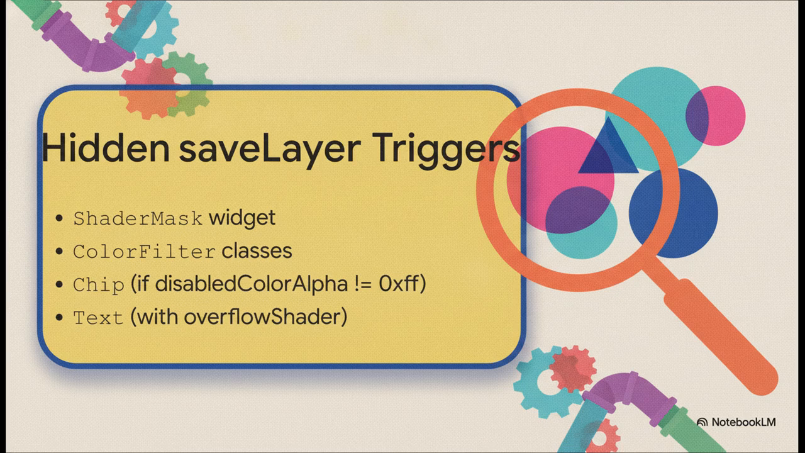But here's the tricky part. You might actually be calling saveLayer without even typing it. Certain Flutter widgets trigger it silently right behind the scenes. Using a shader mask or a color filter are the usual suspects here. But watch out, because even a simple chip widget can trigger it if its background isn't fully opaque. Even text widgets with an overflow shader can cause this kink in the fire hose. So if you ever suspect hidden overlaps or heavy rendering, checking DevTools for saveLayer calls is absolutely your first line of defense.